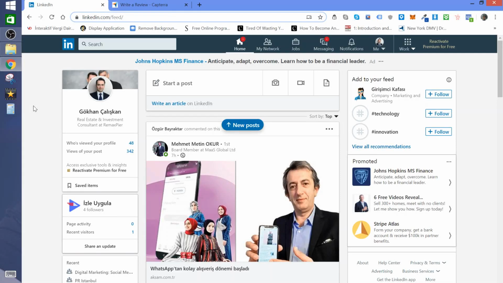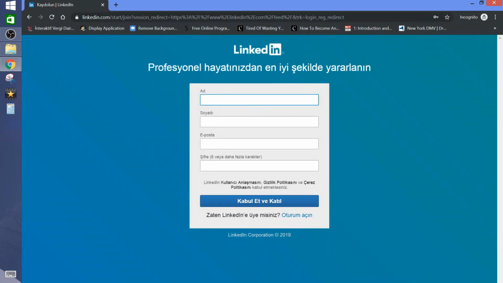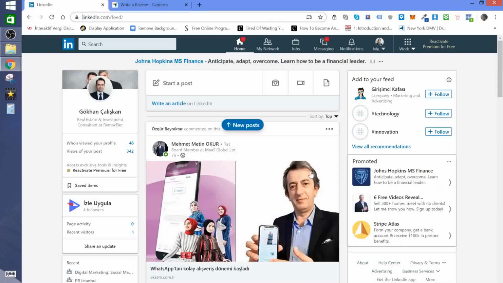Here we go. As I said before, to make $50 per hour, you need to have a LinkedIn account. Opening a LinkedIn account is very easy, so I don't want to waste time explaining how to get one. You just need to fill out this form, and then you can get your LinkedIn account. Now I already have a LinkedIn account, so I don't want to waste your time with LinkedIn.